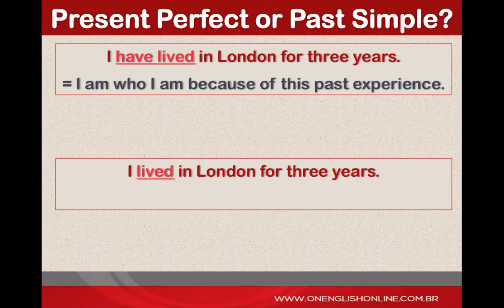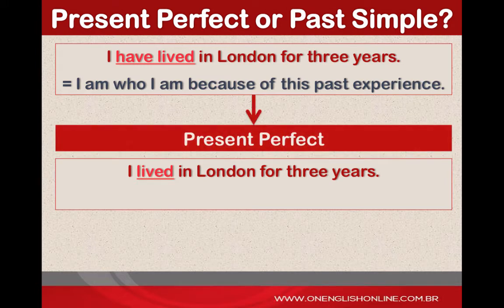In this case, I'm talking about my present. Present perfect refers to a past experience with consequences in my present. I am an English teacher now, but I don't live in London anymore.